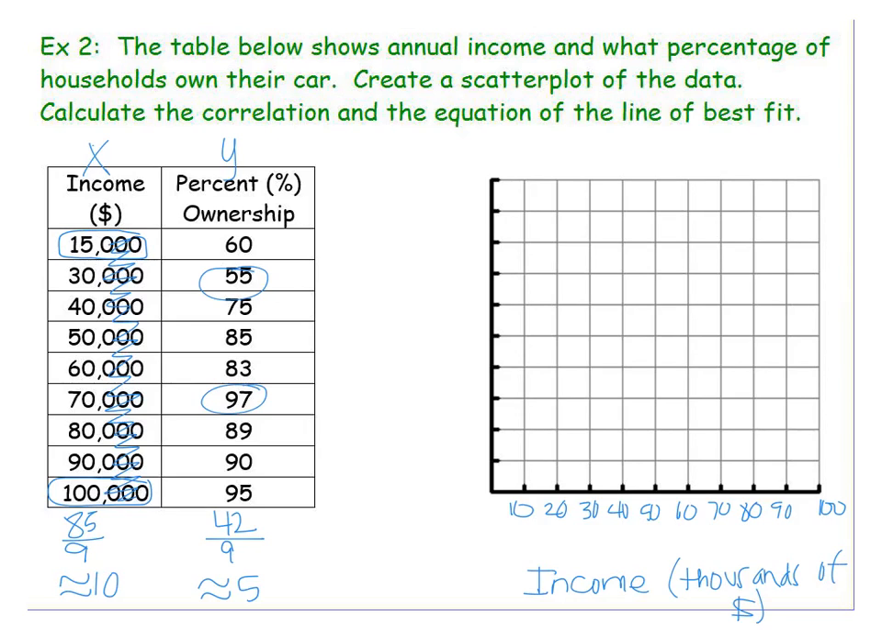And so then my percent ownership, in percents, I am counting by 5s, but I don't need to start at 0. So I'm going to go ahead and just start at 55 because that's a nice multiple of 5, and I'm going to count by 5s. And notice I made my break because I didn't start at 0.